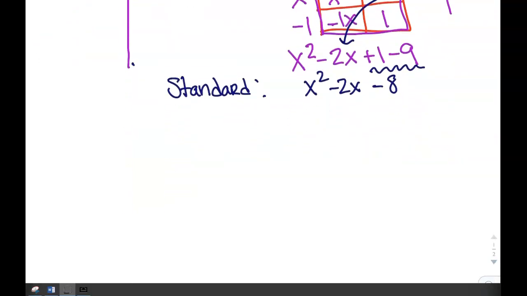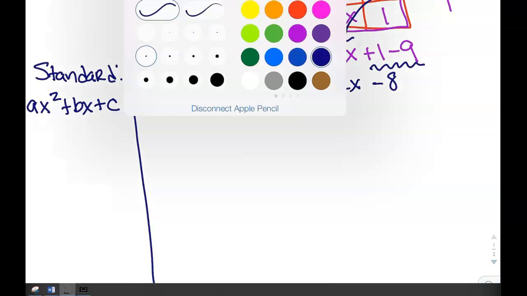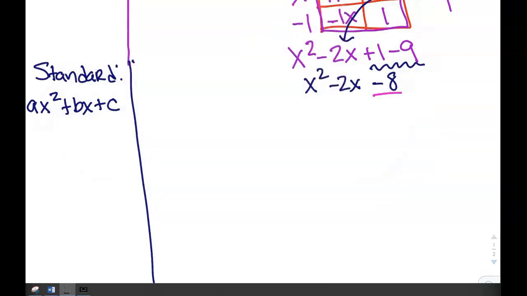So I'm actually going to go put that off on my side because I didn't give this to you as standard form. I asked you for standard form. You should know that that is standard. You should know that standard form is ax squared plus bx plus c. You should know that from standard form, the easiest point to get is my y-intercept. My y-intercept in this case is -8.